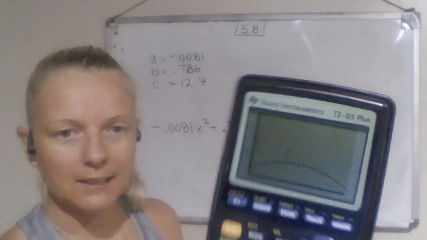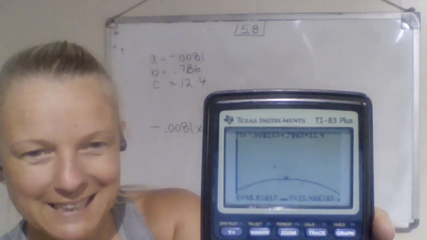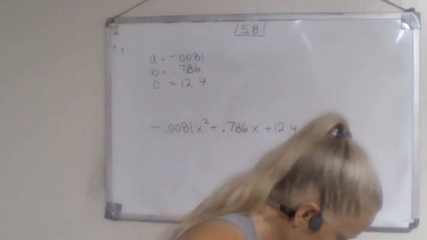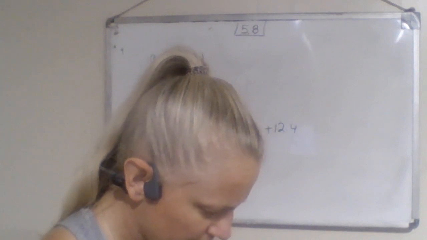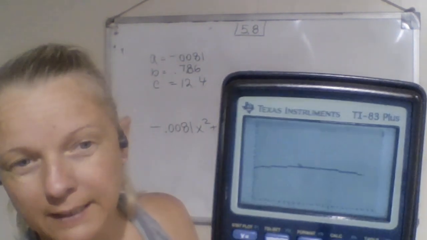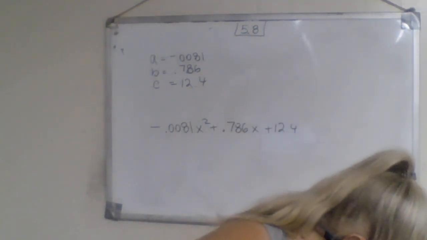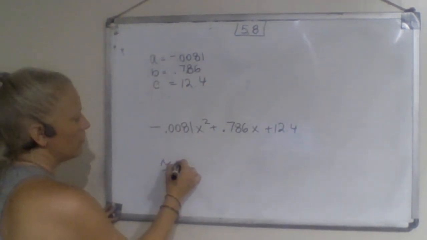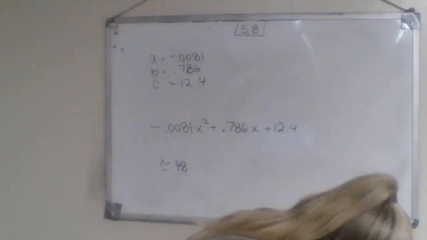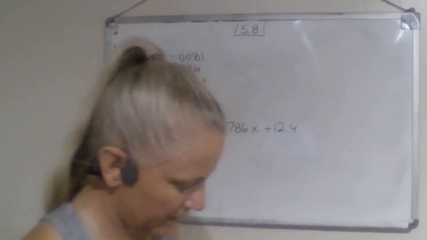We want to know the vertex. Remember how we do this? We hit trace, and we want to get the closest we can to the vertex, which I did. I'm going to zoom in once to make sure I get that value right. Once I zoom in, it's going to look like this. We talked about this many times. I'm getting about 48 on mine.